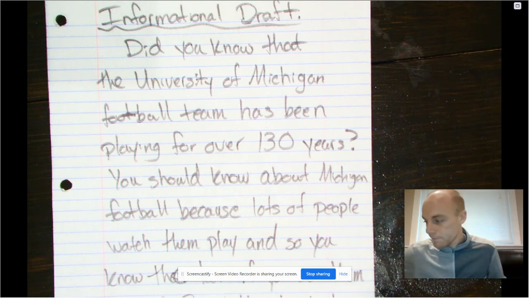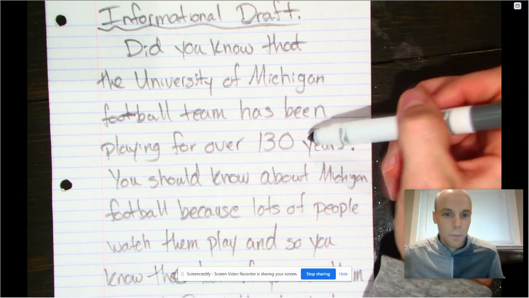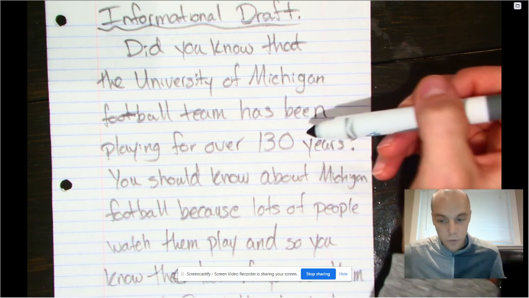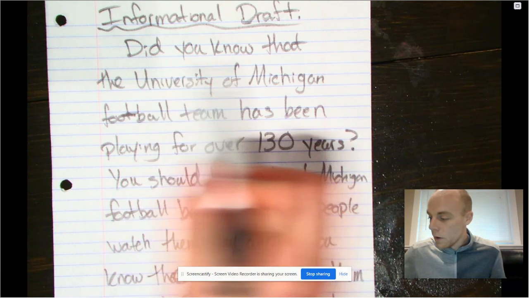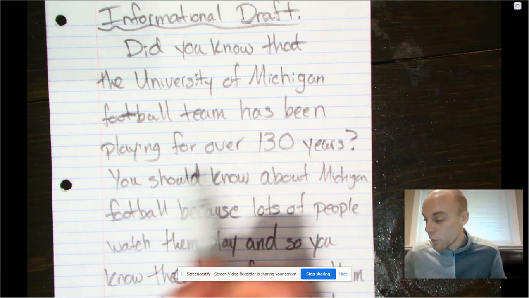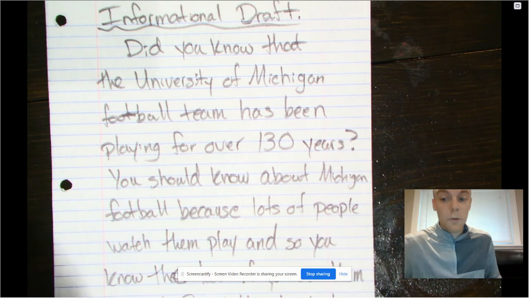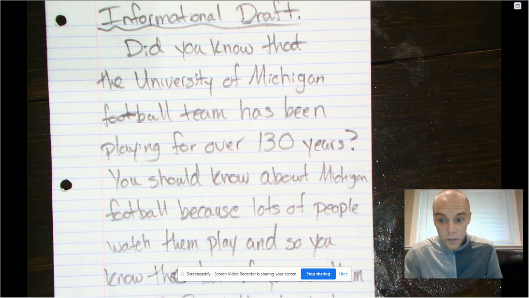So your first sentence is a cool fact. I put mine in a question. You don't have to put yours in a question. My first one is, did you know that the University of Michigan football team has been playing for over 130 years? That's a hook that brings people in. 130 years? That's a lot.